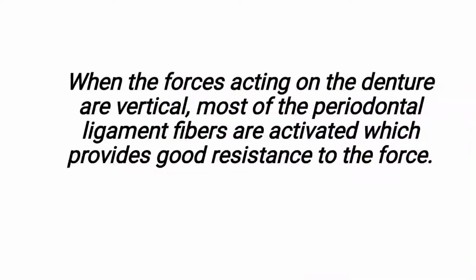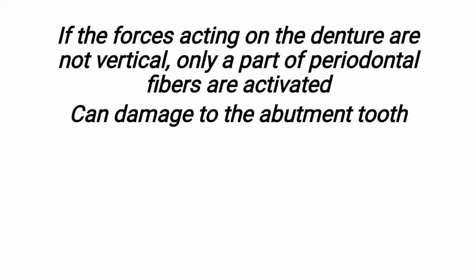Now, when the forces acting on the denture are vertical, most of the periodontal ligament fibers are activated, which provides good resistance to the force. If the forces acting on the denture are not vertical, only a part of the periodontal fibers are activated and this can damage the abutment tooth. So a vertical line of fulcrum is ideal and can be used.